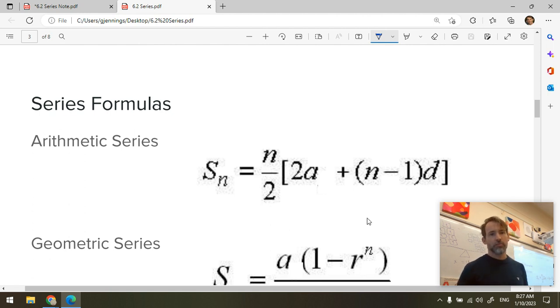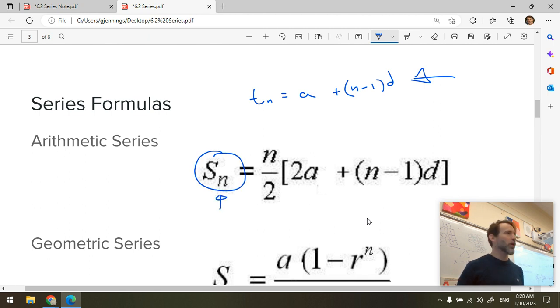So just to recall, the general term for an arithmetic sequence is Tn is equal to the first term plus n minus 1 times the common difference. So that's the general term that generates a sequence. If we add all those together, you'll find that the sum of the first n terms, so this tells you how many terms we're adding together of that sequence, is going to be equal to the number of terms divided by 2 multiplied by 2 times the first term plus n minus 1 times d, the number of terms minus 1 multiplied by the common difference. Those are all our bits there.